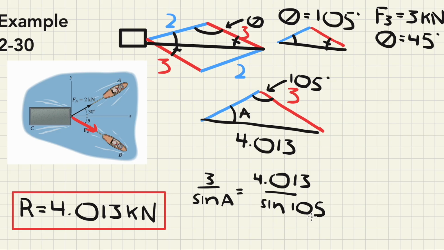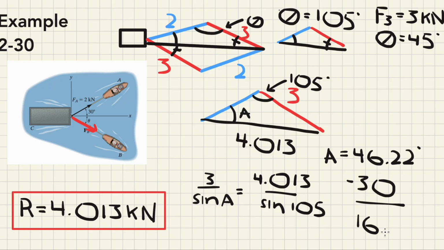So once we do all that algebra, we can find that our angle alpha is going to be equal to 46.22 degrees. But we want it to be measured clockwise from the positive x-axis, which means that we're going to have to subtract 30 from this. So minus 30. So we're left with 16.2 degrees.